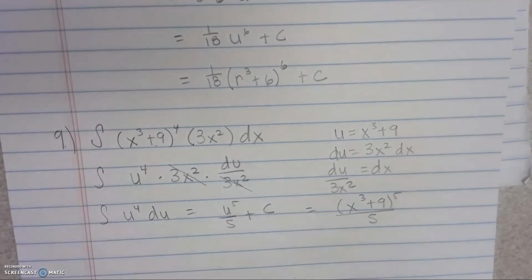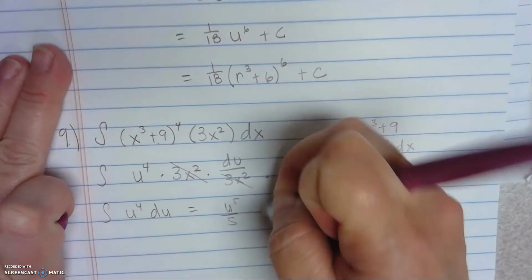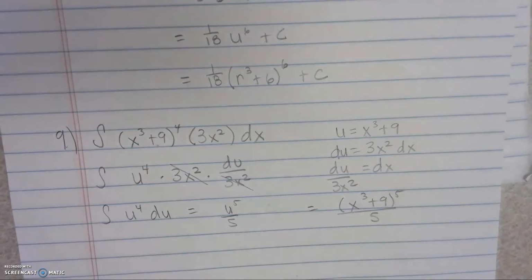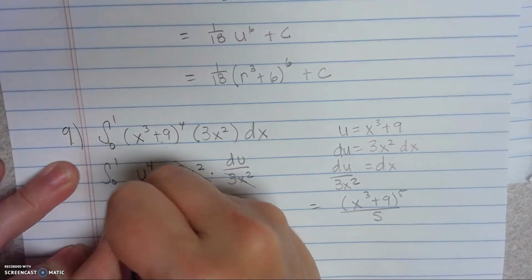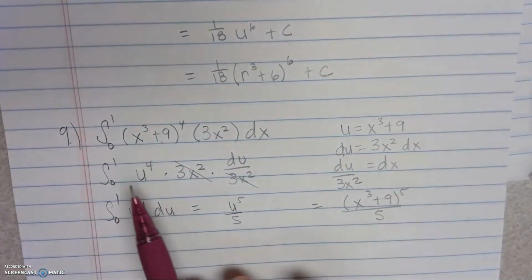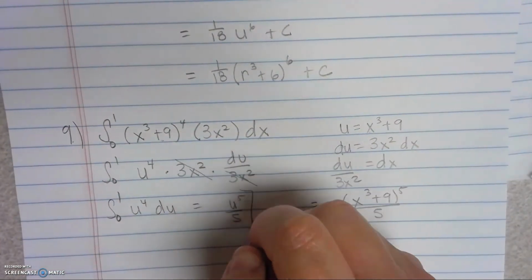Okay, and so we don't need the c. Let me take that off. We don't need the c because this actually did have upper and lower bounds of 0 and 1. I didn't write those down earlier. So this is going to look like this.